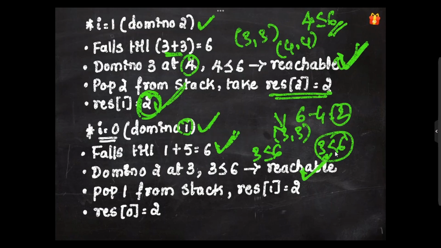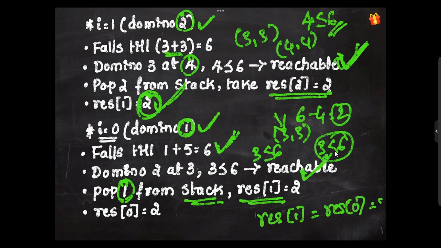Sorry, here I got confused. I think I said 6 minus 4 equals 2, right? So we are going with the domino 2 basically, that is the reason we are popping 2. Sorry, I really got confused here. This one we are popping 1 because we are going with the domino 1 from the stack. So result of 1 will be equivalent to 2, and result of 1 we can just write it this way: result of 1 equals result of 0 equals 2, right?